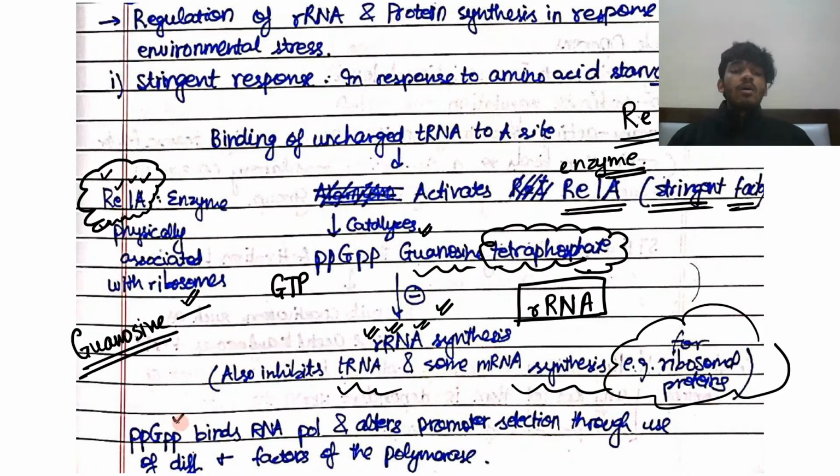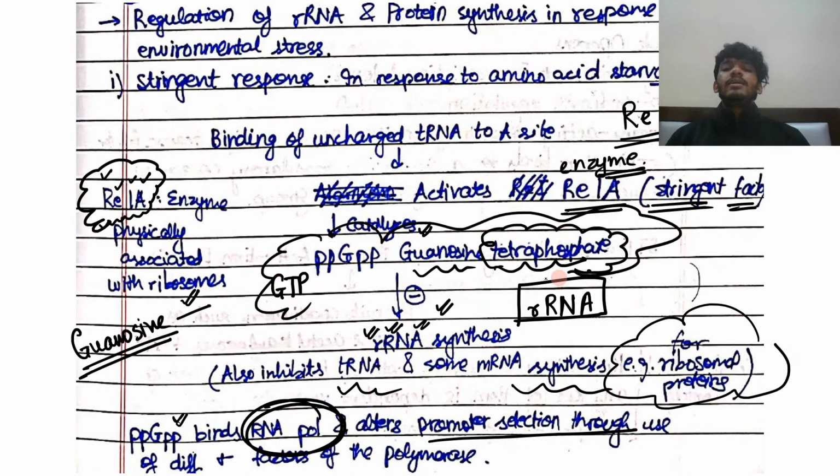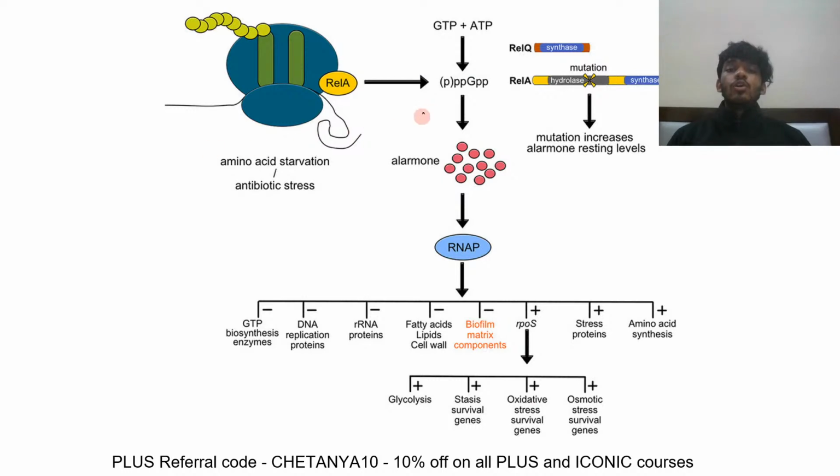Okay, so guanosine tetraphosphate binds the RNA polymerase and alters the promoter selection through use of different sigma factors of the polymerase. Okay, leave that part. But the important thing to remember here is guanosine tetraphosphate takes part in stringent response. All right. So that's what you need to know about stringent response.